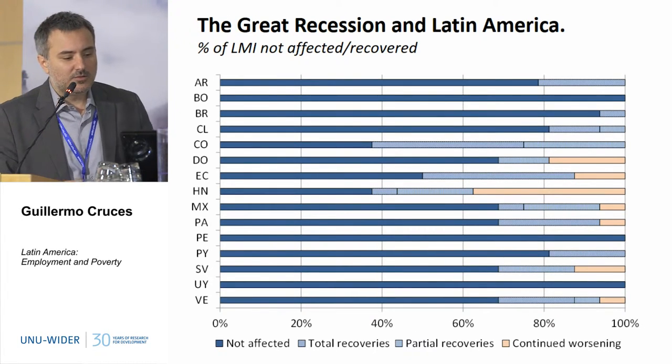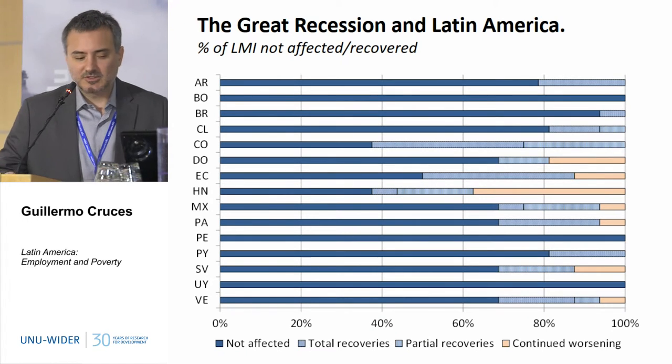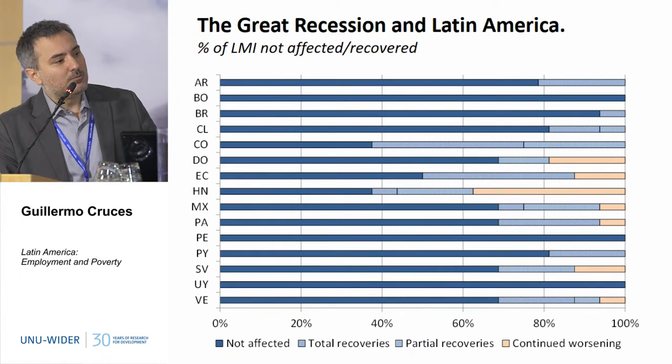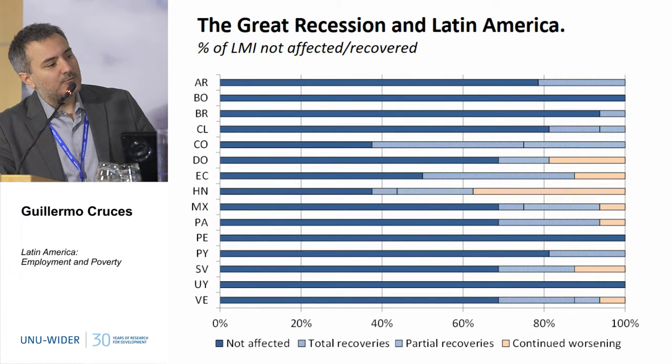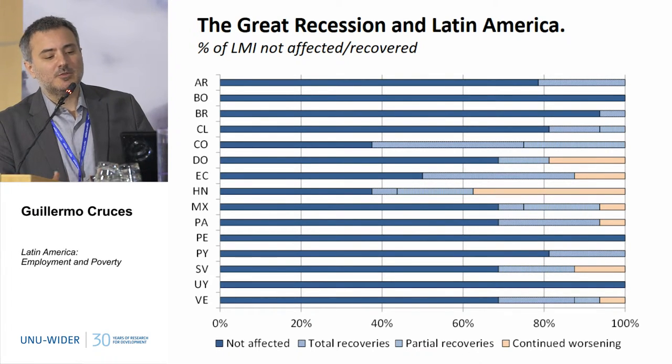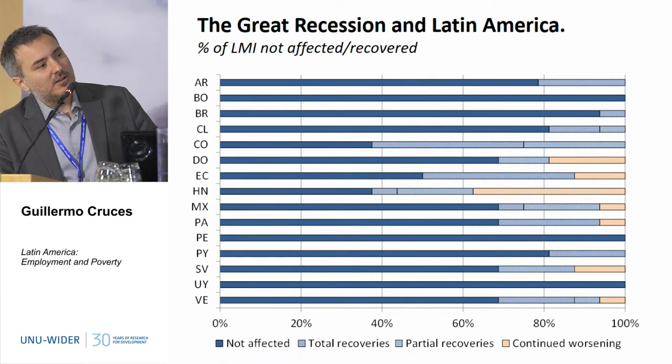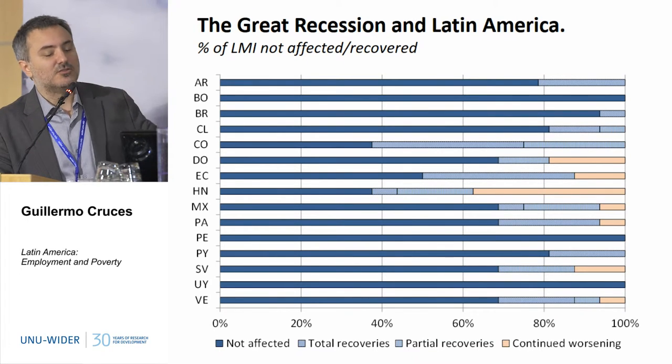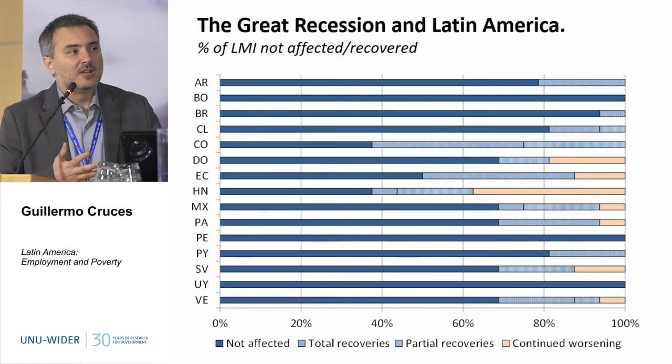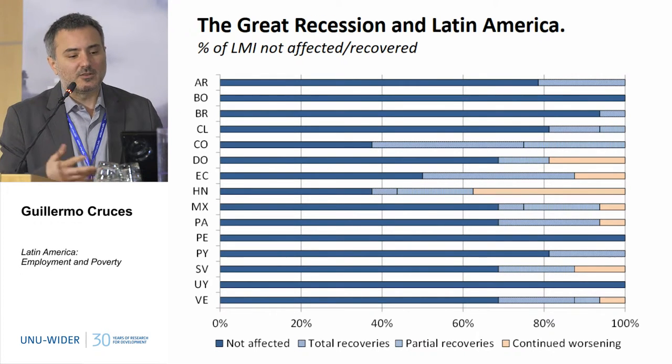And what we do in the paper, we discuss this, of course, in much more detail, but the blue lines here are the proportion of labor market indicators either not affected, that had total recoveries or partial recoveries by the end of the period we study with respect to 2008. And so only the little beige bars here represent indicators that continued worsening. And we can see that in most of the countries, most of the indicators did not do worse over this period.